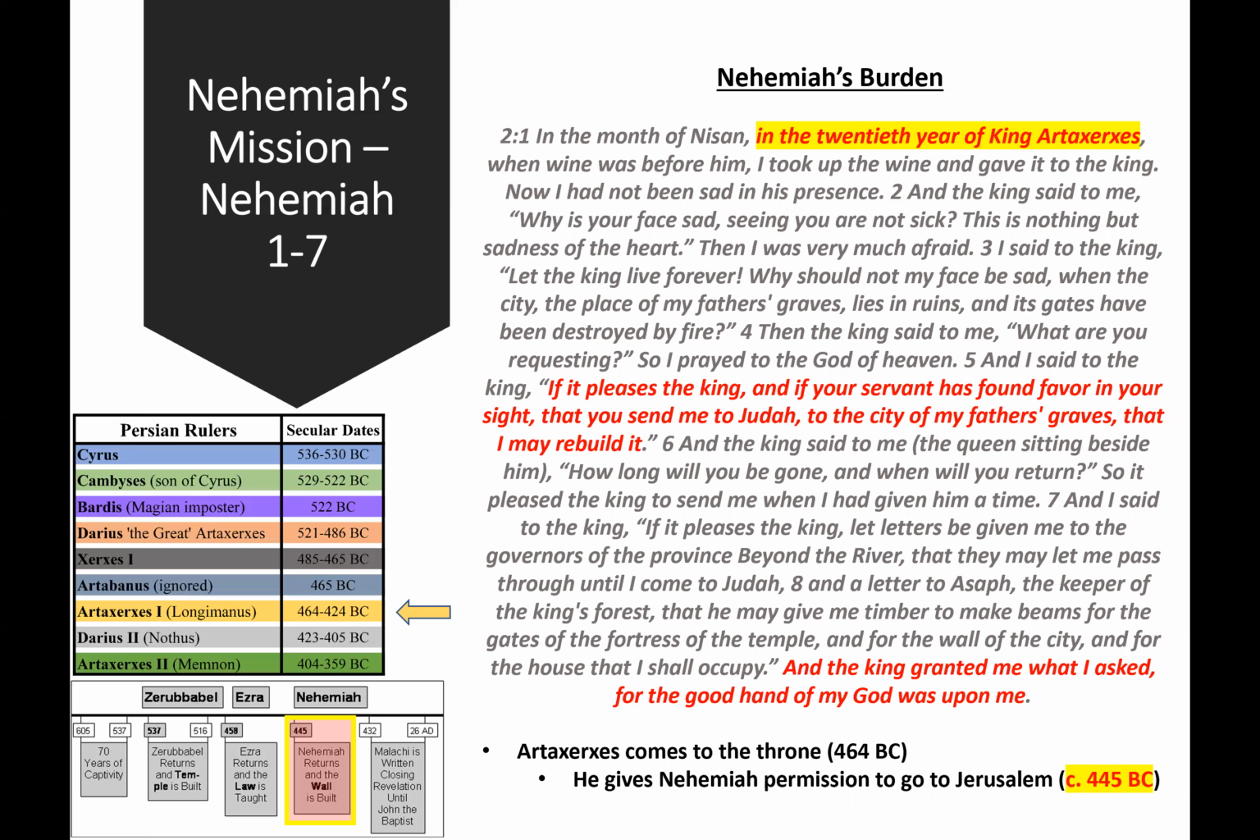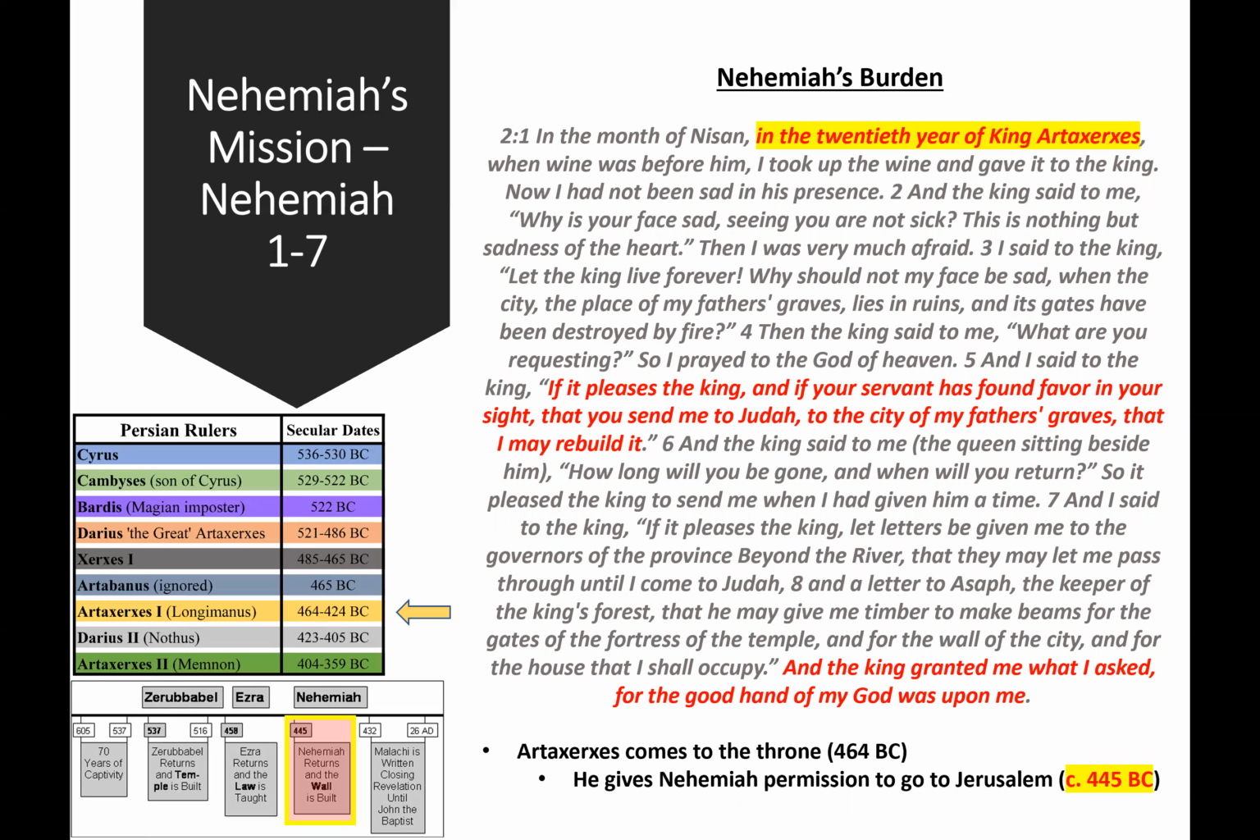And the king said to me, with the queen sitting beside him, "How long will you be gone, and when will you return?" So it pleased the king to send me when I had given him a time. And I said to the king, "If it pleases the king, let letters be given to me, to the governors of the province beyond the river, that they may let me pass through until I come to Judah. And a letter to Asaph, the keeper of the king's forest, that he may give me timber to make beams for the gates of the fortress of the temple, and for the wall of the city, and for the house that I shall occupy." And the king granted me what I asked, for the good hand of my God was upon me.